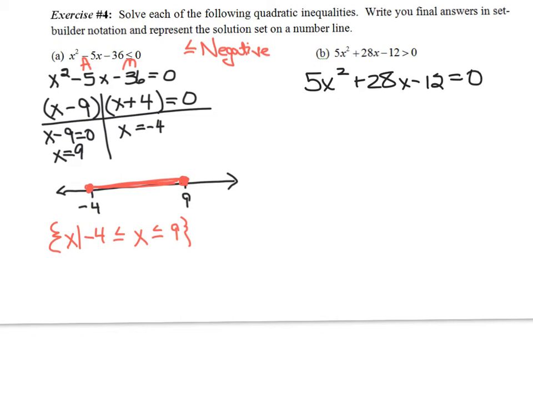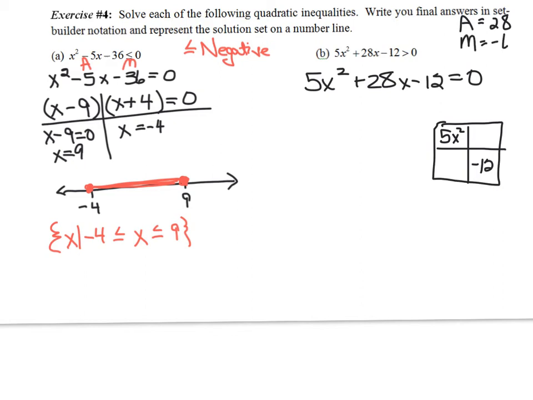So I've got to think about what factors I'm going to use here. When I see that I've got a number other than 1 in front of my x squared, that tells me let's try the box method. Or grouping if you like grouping. So I'm putting a 5x squared here. I'm putting a -12 here. I want to add to get the middle coefficient, 28. I want to multiply to get that product, -60.